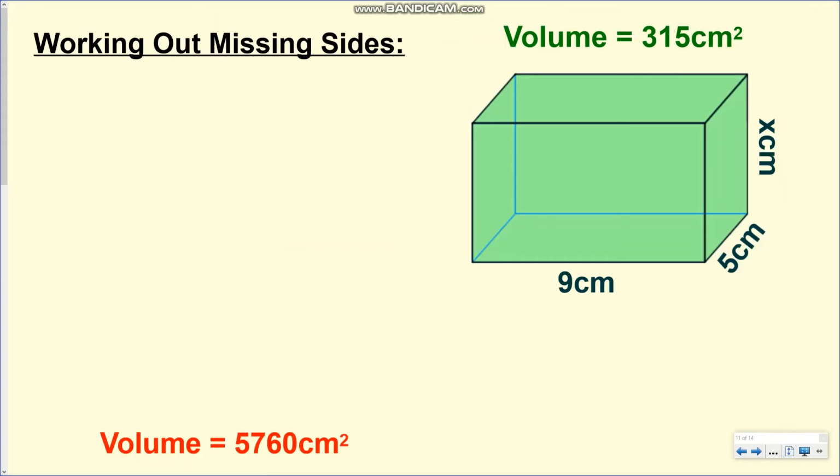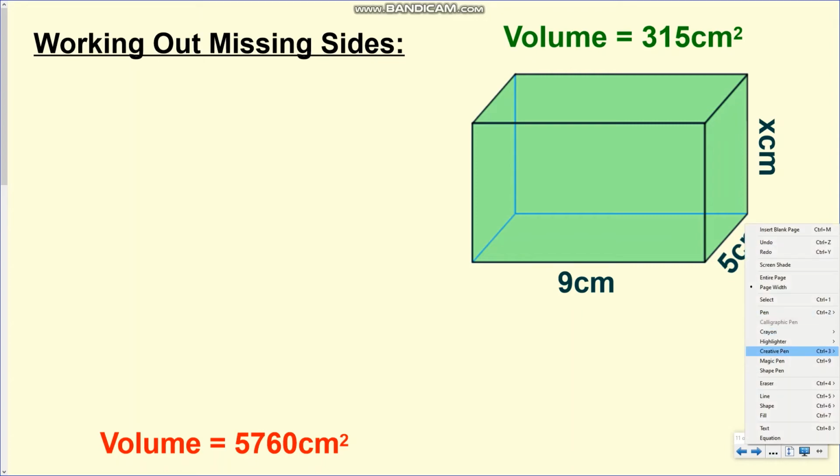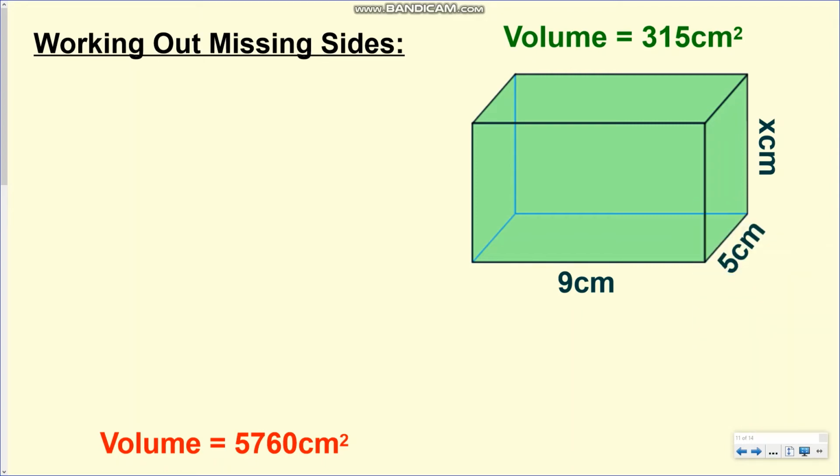Okay, so we're going to move on to working out missing sides of a cuboid when you know the volume of the cuboid. Right, you can see here I've got 2 sides of information in my cuboid. I know that this side from left to right is 9 centimeters and the side from front to back is 5 centimeters. However, I don't know what my third dimension is.